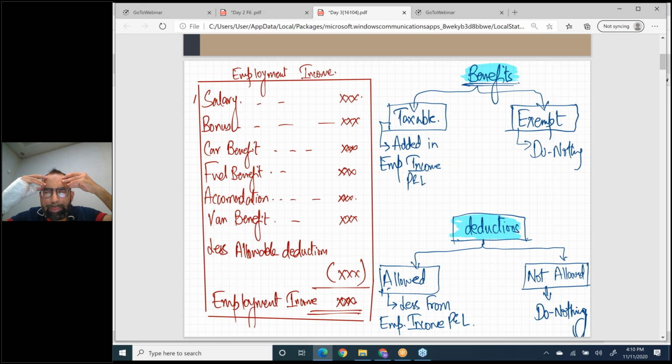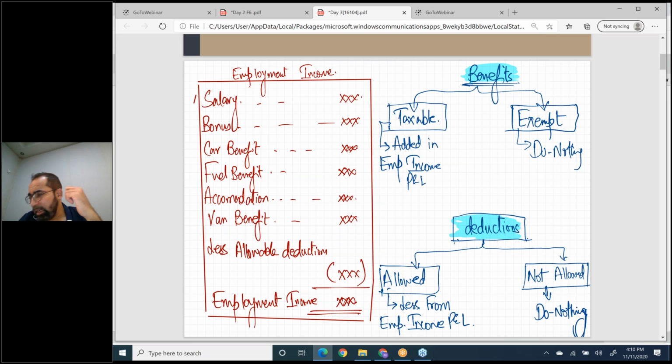Just concentrate on employees. Just think what the employee earns, and add it. Employees earn salary, bonus, and different types of non-cash benefits as well, such as car benefit, fuel benefit, accommodation, van benefit, gift benefit, loan benefit. So you have to add all these benefits. They are like incomes. Then, as you all know, you have to deduct expenses as well in the P&L, and then you get the final answer of employment income.